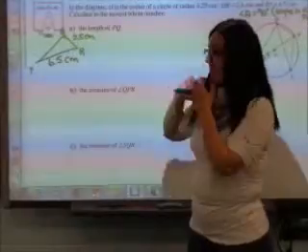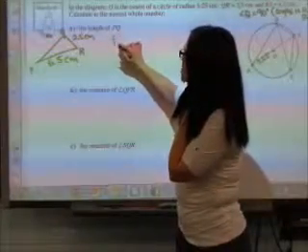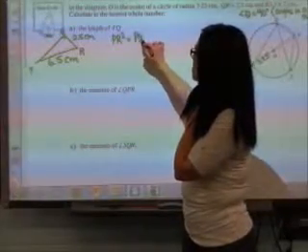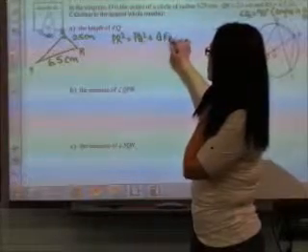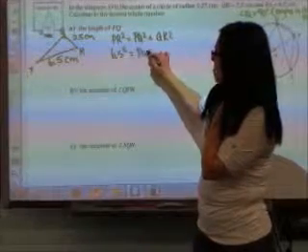So how do I find PQ? What kind of triangle do I have? If I know two sides of a right triangle, how do I find the third? Pythagoras theorem. In Pythagoras theorem, which is my c squared? The hypotenuse. Which one's the hypotenuse? PR. So PR squared would be equal to PQ squared plus QR squared. So PR I know, PQ is what I'm trying to find out.